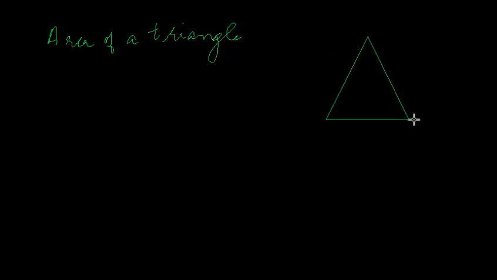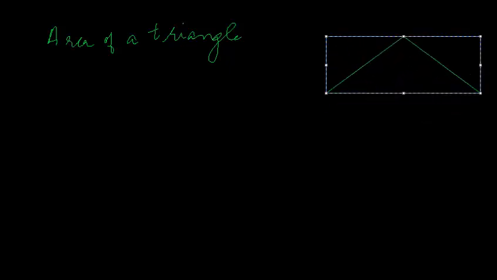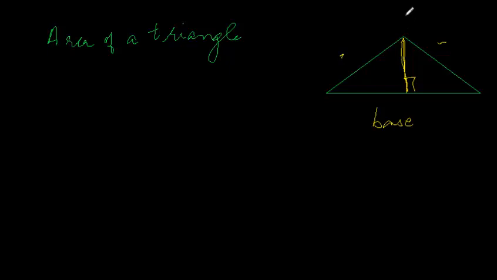Okay, so the next one is finding the area of a triangle. So if we have, say, a triangle with base, and you can choose any of the three sides as the base, so I'm just going to pick the obvious one, the bottom one, as the base, and this perpendicular distance from the base to the opposite vertex is what we call the height of the triangle, or the altitude of the triangle, which is denoted by h.